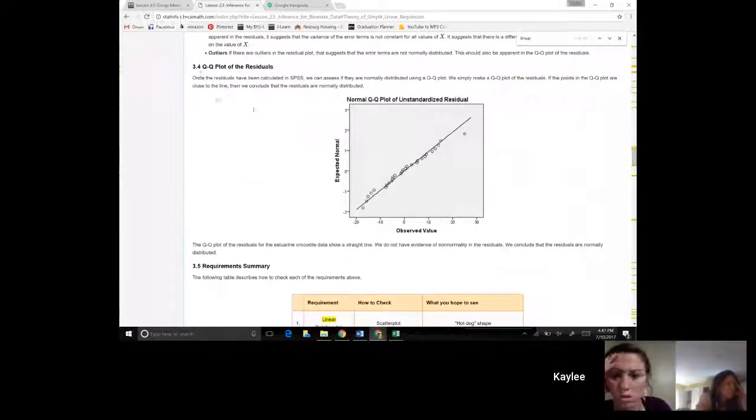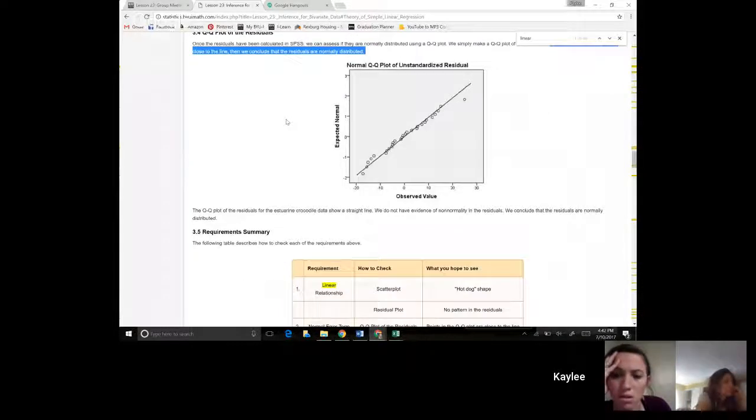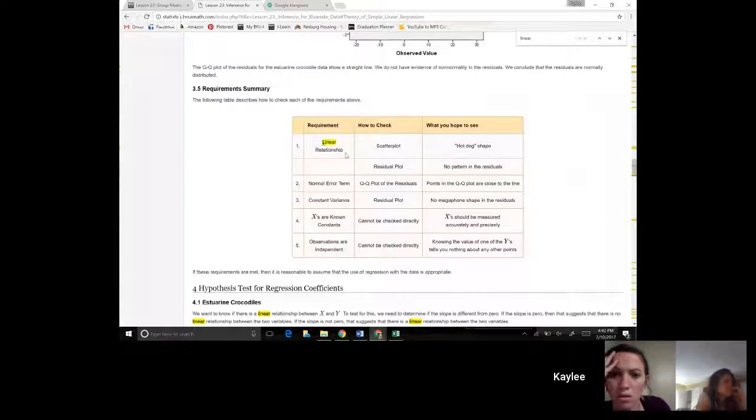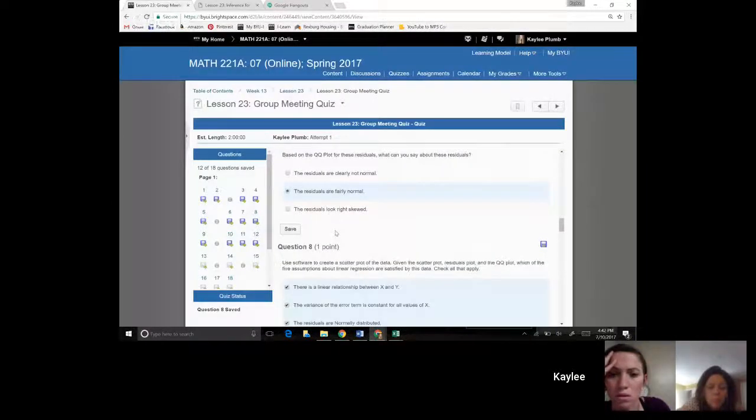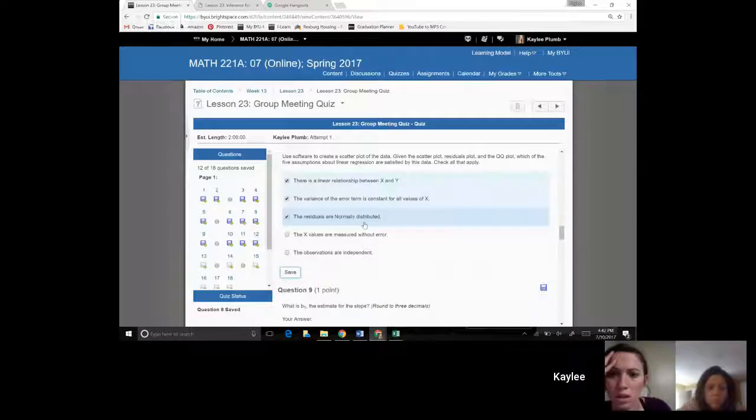This is here in the text. It talks about the plot of the residuals, and it says right here, if the points on the QQ plot are close to the line, then we conclude the residuals are normally distributed. But does it show that the scatter plot is normally distributed? Okay, so if you come down here to where it says requirements of the study, when it talks about the linear relationship of the scatter plot, it says what you hope to see is a hot dog shape. So it technically doesn't fit that requirement, but the question over here doesn't say anything about the scatter plot. It's asking for the residuals.